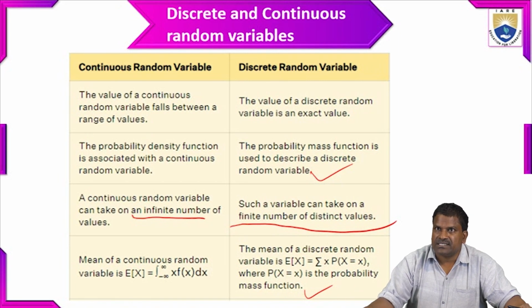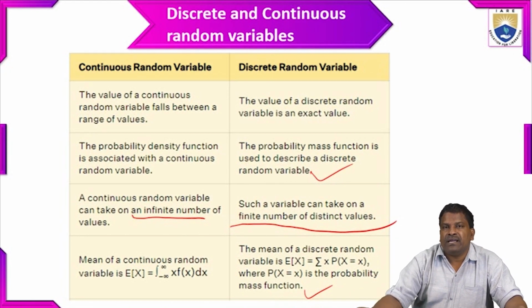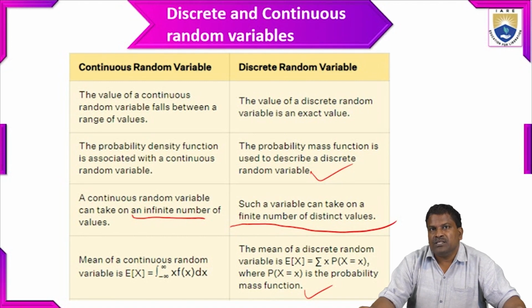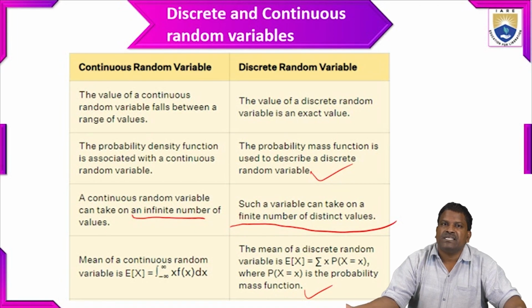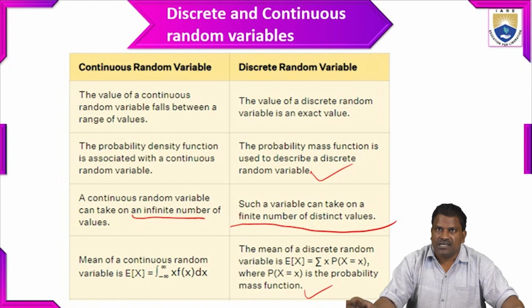While in a discrete random variable, the value is an exact value. Why? When we flip a coin, the probability of getting heads is 50%. Its numerical value is 1 by 2. Fixed, a specific numerical value 1 by 2. That is the main difference between the two.